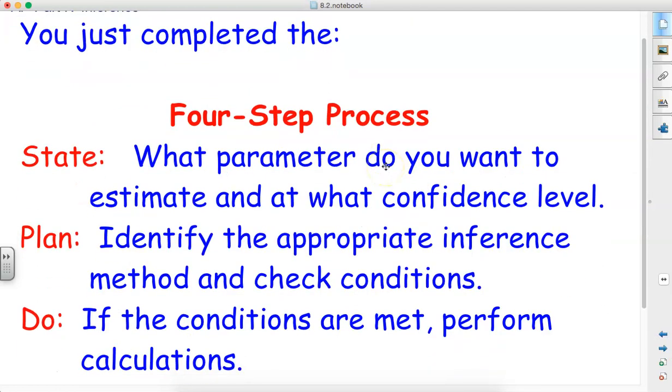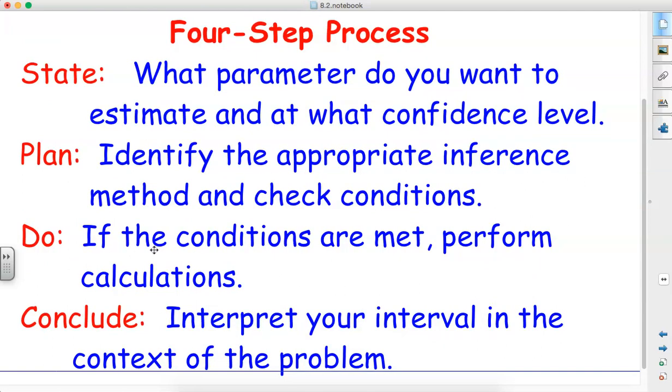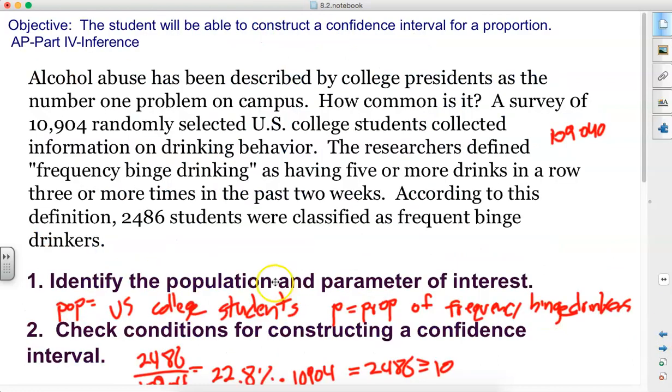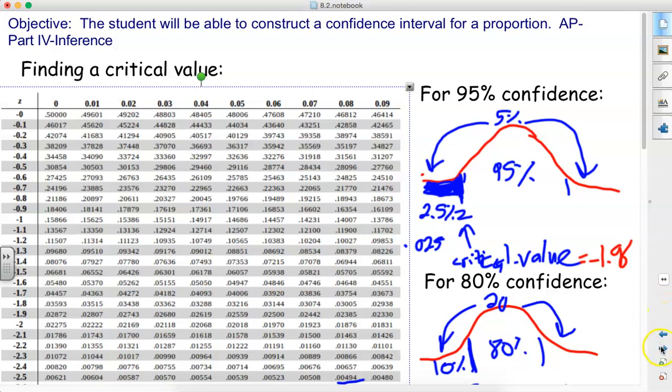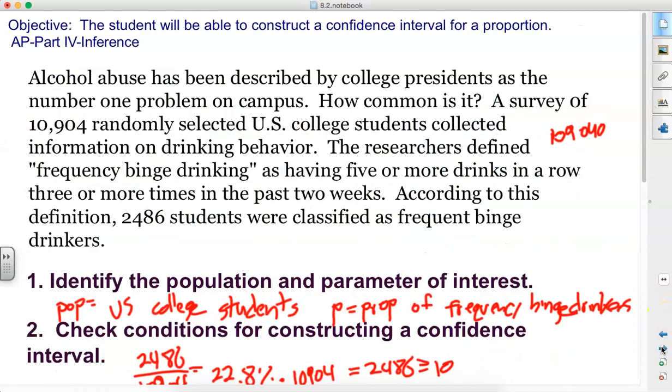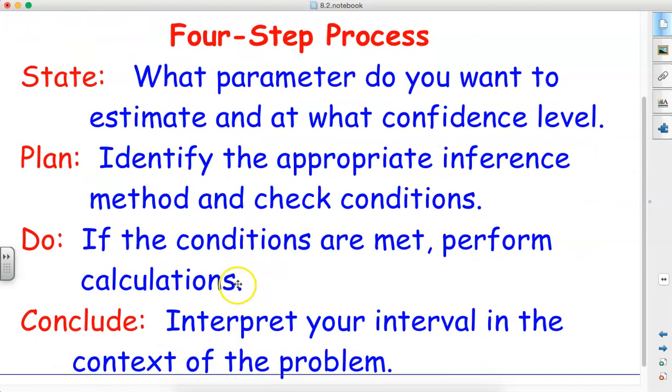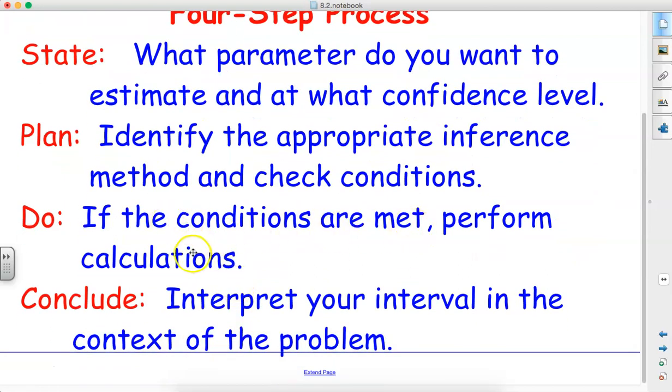So what you just completed is the four-step process. We stated our parameter and what we wanted to estimate. Then we identified the appropriate inference method, right, and checked our conditions. We identified that we've got to use the formula for the confidence interval, right, and find the critical value and all that. And we checked our conditions to make sure that those work. And then if the conditions are met, we actually did our calculations. And then the last thing is we have to find some conclusion.